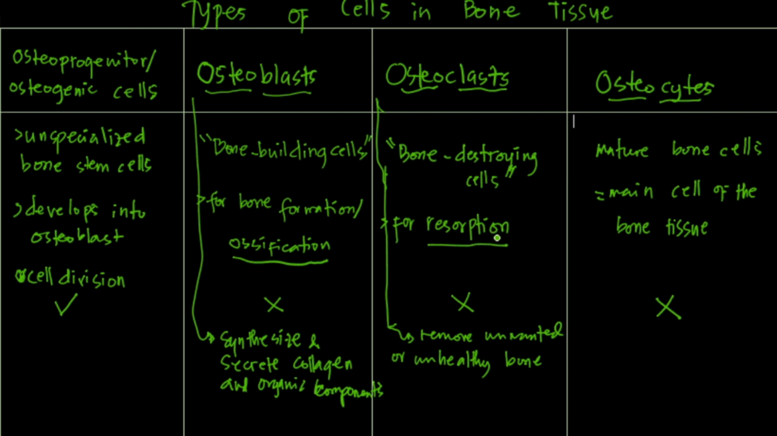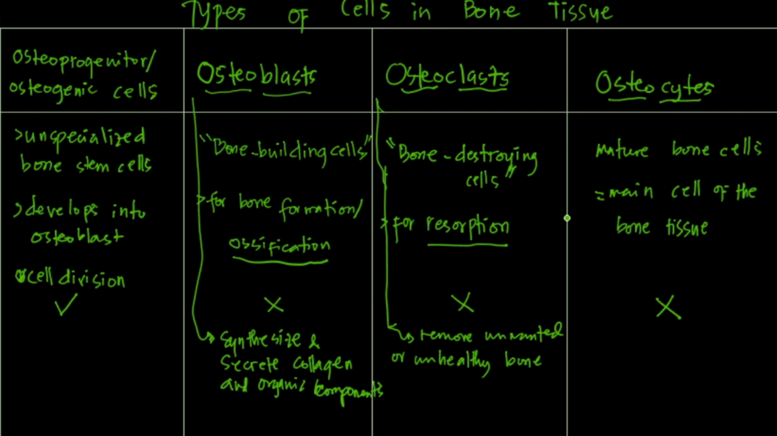And remember also, since osteoclasts are bone destroying cells, there must be a balance between osteoblasts and osteoclasts, the one that forms the bone and the one that destroys the bone, so that they will maintain a homeostasis. Again, your homeostasis is a state of balance in these processes.